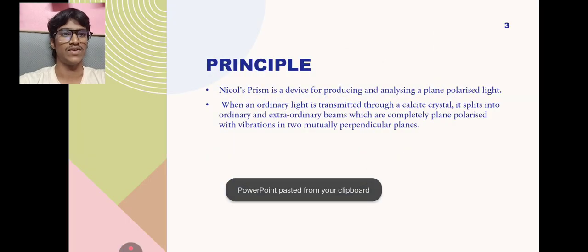The Nicol prism is a device for producing and analyzing plane polarized light. When ordinary light is transmitted through a calcite crystal, it splits into ordinary and extraordinary beams, which are completely plane polarized with vibrations in two mutually perpendicular planes.